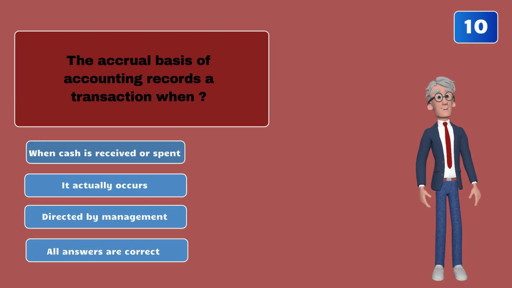The accrual basis of accounting records a transaction when cash is received or spent. It actually occurs. Directed to by management. All of the listed answers are correct.